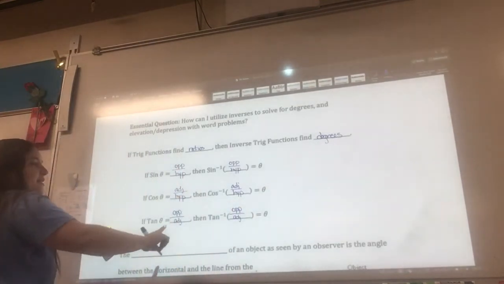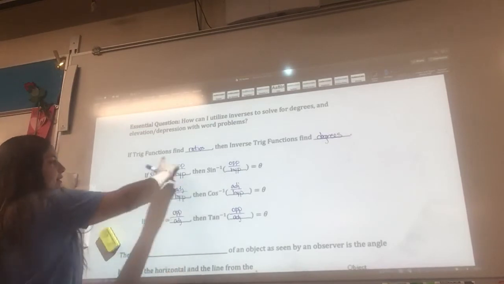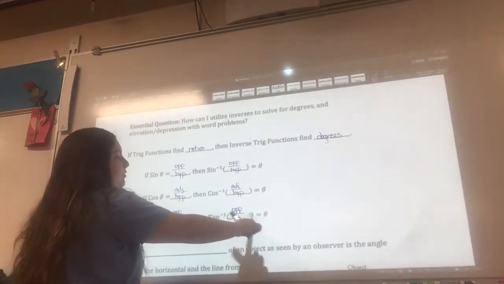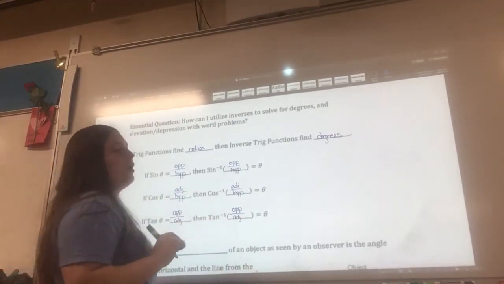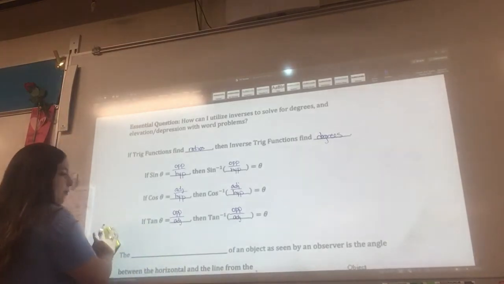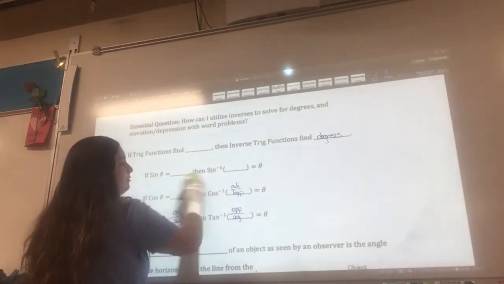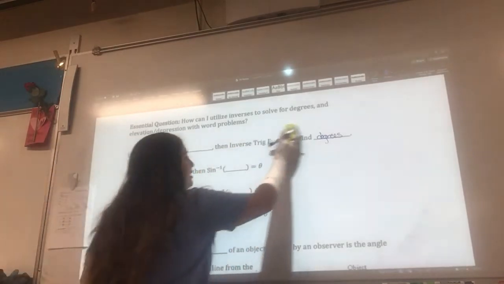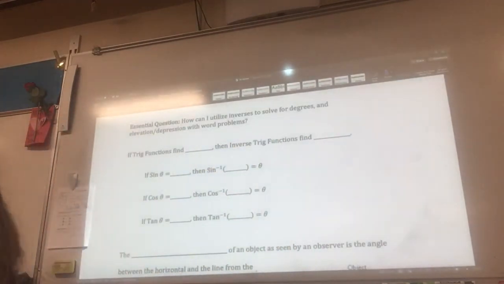So it's the same thing, it's just that instead of looking for a ratio, you're now looking for a degree with the inverse of our trig functions. Okay? Same thing, just one extra button click, and I'll show you that in just a second.